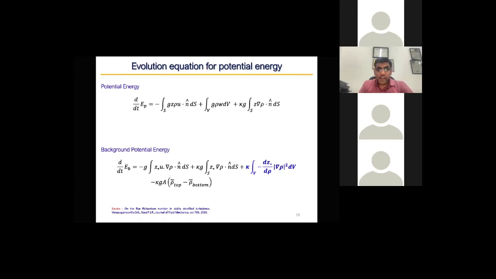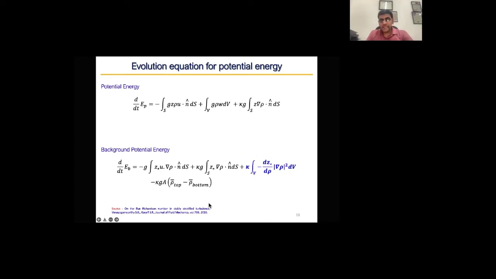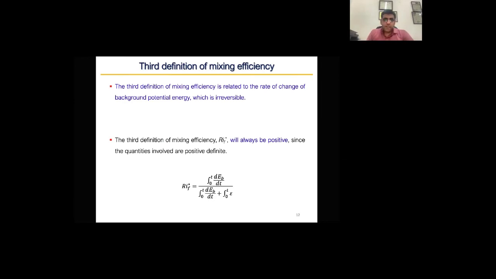Okay, I would not go into detail because it is very well explained in the papers. Like I said, this is not our work. I'm just putting a framework together here. That's all. So the third definition, which only accounts for the irreversible fluxes, is now given by the rate of change of the background potential energy to the total energy, which is the sum of potential plus kinetic. Okay, because that is the total energy that can come from potential as well as kinetic. So in some sense, this is the viscous dissipation due to the potential energy present in the flow. So that's another way to look at it. But this is the most accurate form.